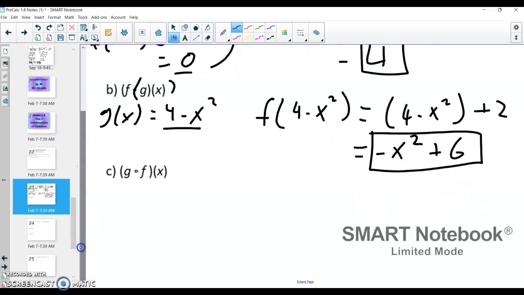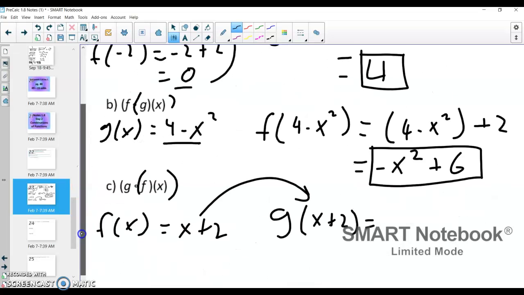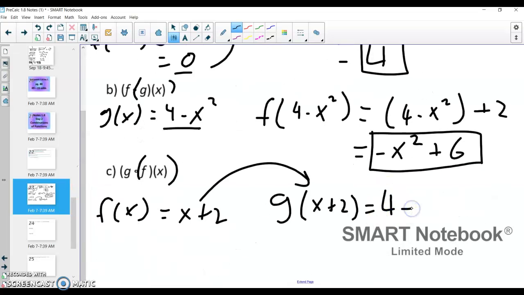Okay, now we have g composed of f of x, and so we have f of x. f of x is equal to x plus 2, I believe, yep. x plus 2. And then we have g composed of that, so that's g composed of x plus 2. We then plug in for all our x values in g of x, replacing them with x plus 2. So we end up having 4 minus (x plus 2) squared.